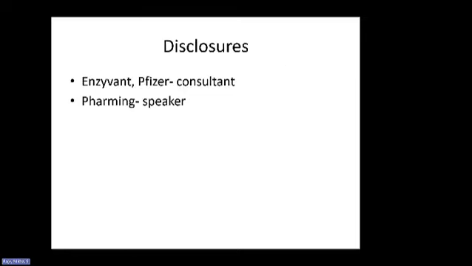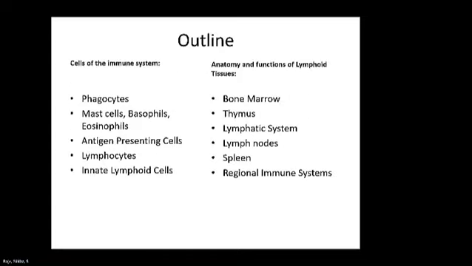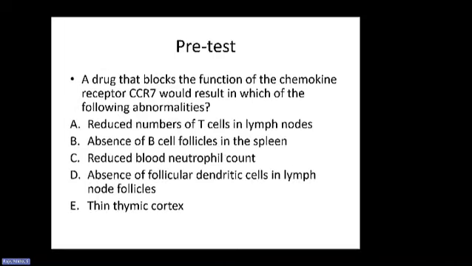Okay, so here are my disclosures, nothing pertinent to our talk today. Learning objectives for today are to recognize the structure of various immune cells, function of immune cells, and then the differences in the structure of various lymphoid organs. We'll be talking about various cells of the immune system today and the anatomy and functions. So this is our outline.